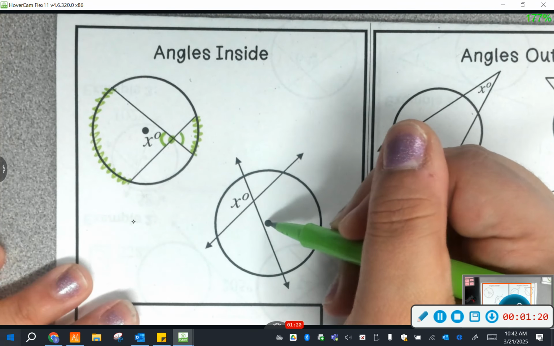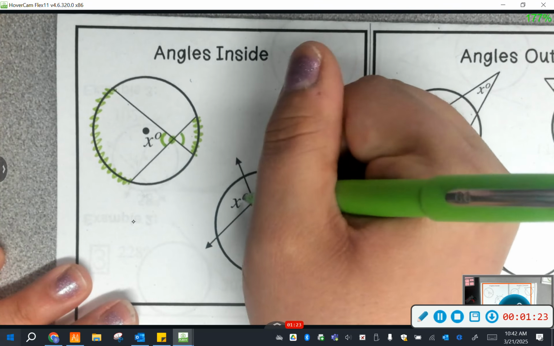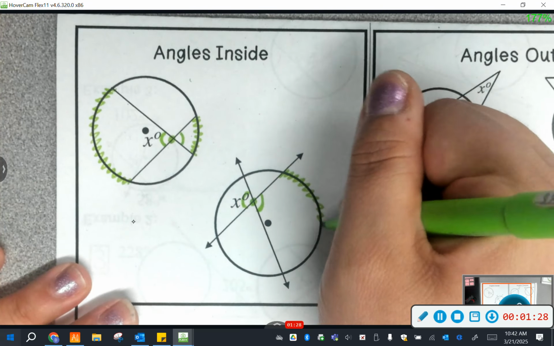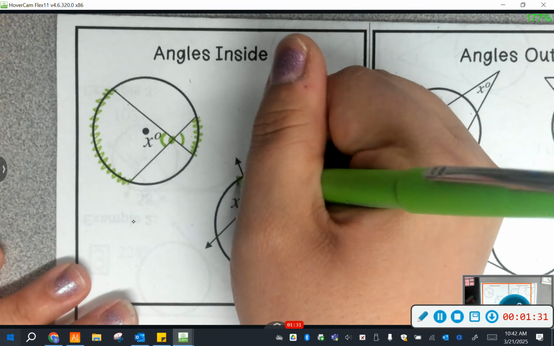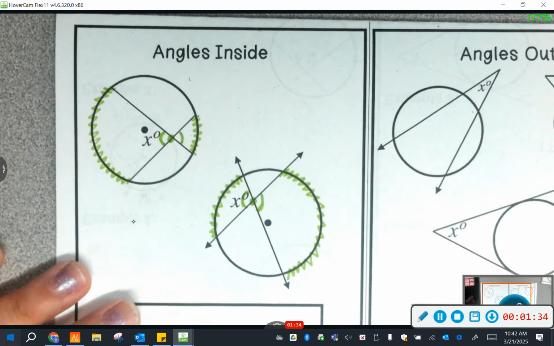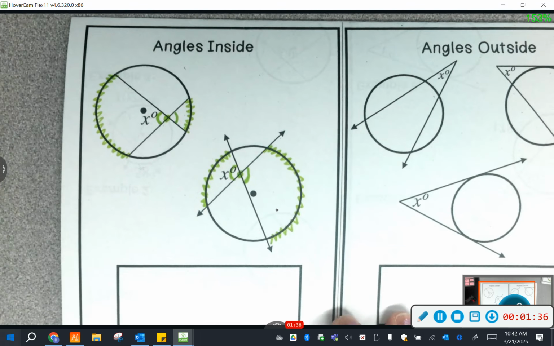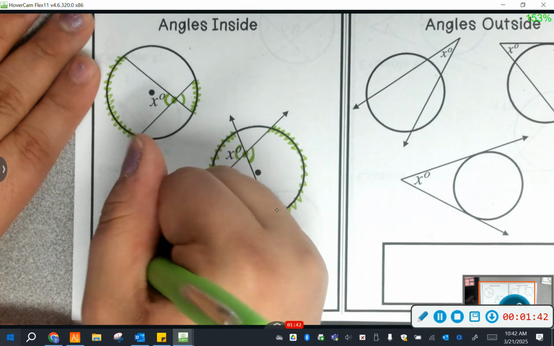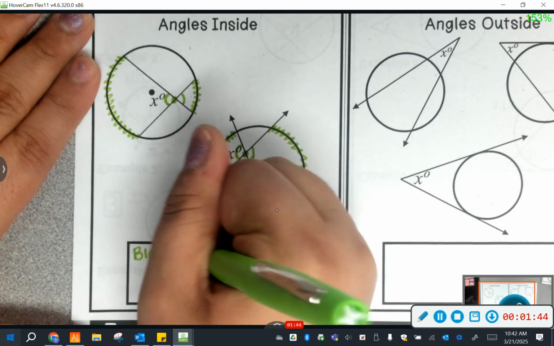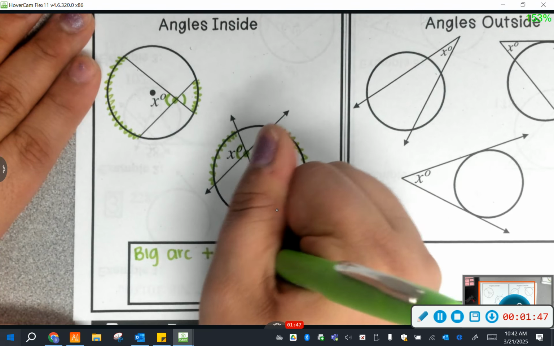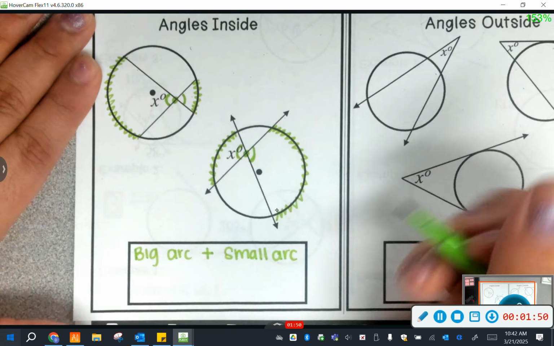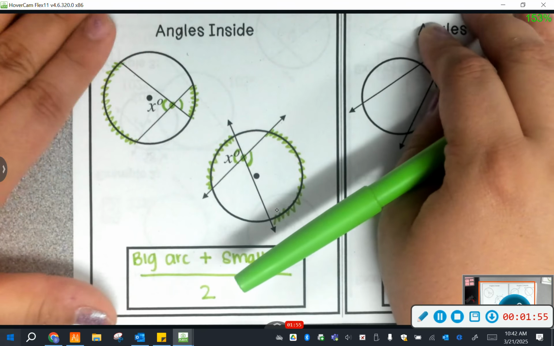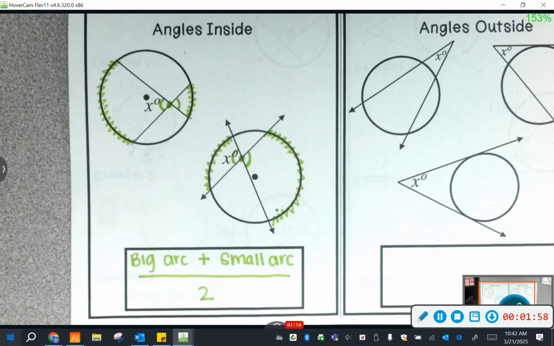Same thing right here. I have the center right here. This is not at the center, and I'm looking for this angle right here. Do you agree I have a bigger arc on this side and a smaller arc right here? If you have two angles on the inside, the formula I want you to memorize, so write this down with me, is big arc plus the small arc, and we are just going to divide that by 2. That is the formula to find the angle inside.